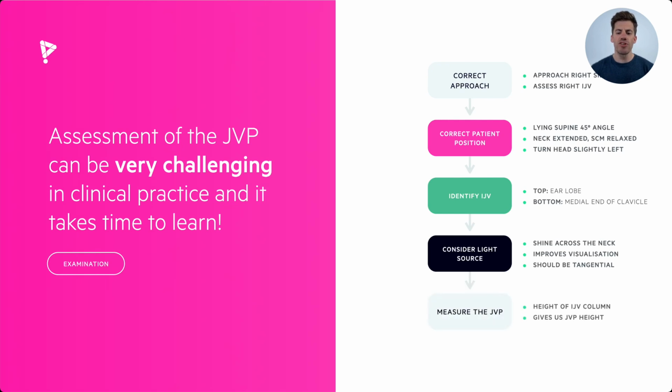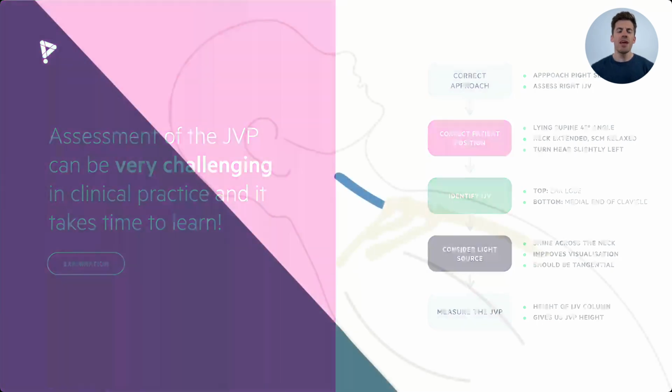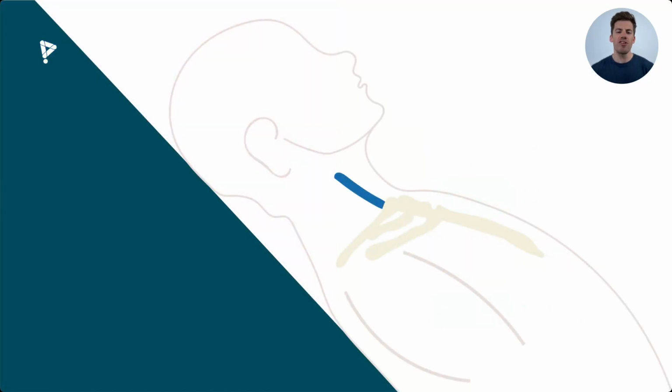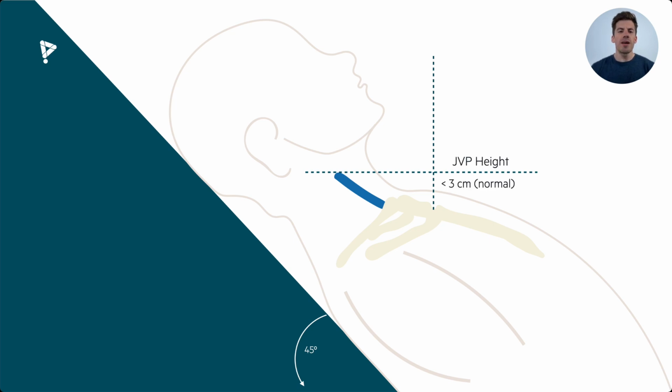And then finally we measure the JVP. This is the height of the internal jugular venous blood column. That gives us the height of the JVP, and then we combine that with a standard measurement of 5 centimeters to form the central venous pressure. Here we see a diagram showing this measurement. We have a patient lying at a nice 45-degree angle, and the measurement we make is between the sternal angle to the top column of the internal jugular vein. Typically in healthy individuals, that height is less than 3 centimeters. We then combine this measurement with 5 centimeters, which represents the distance between the right atrium and the sternal angle, and that gives us the central venous pressure.